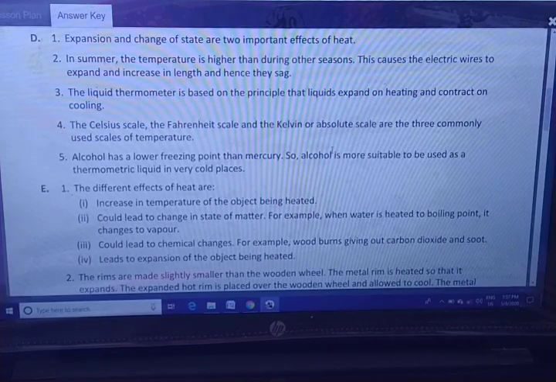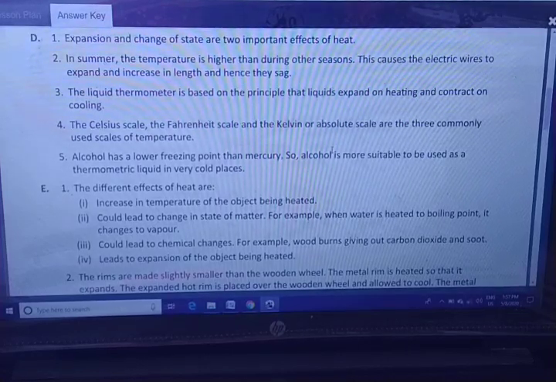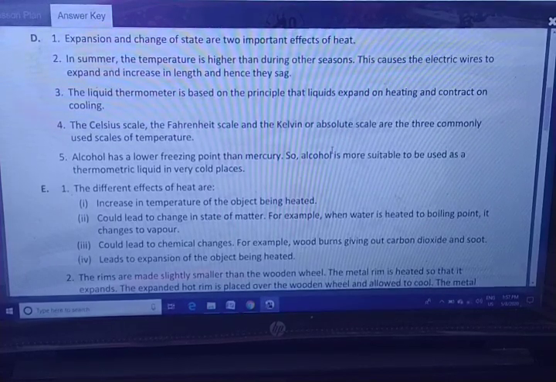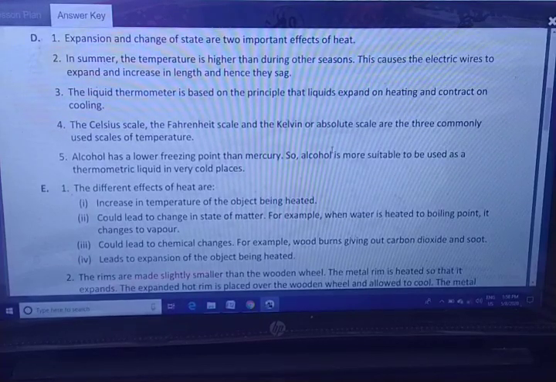Now we are moving towards the third one. Why are liquids used in a thermometer? The liquid thermometer is based on the principle that liquid expands on heating and contracts on cooling. Fourth question, name the 3 commonly used scales of temperature. The Celsius scale, Fahrenheit scale and the Kelvin or absolute scale are the 3 commonly used scales of temperature.